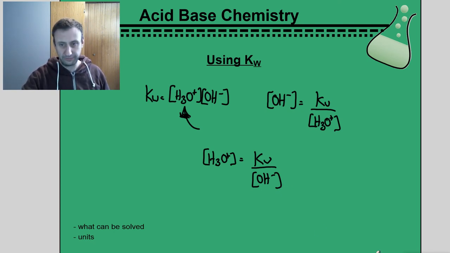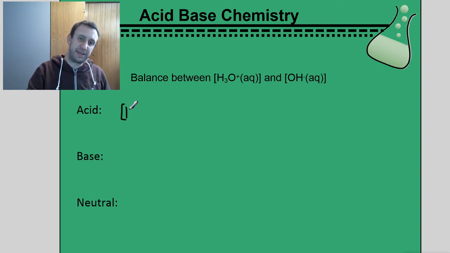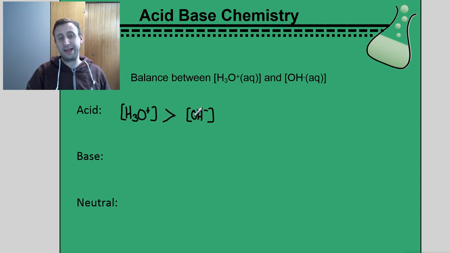All right, so let's now talk about the balance between both ions when I have acidic, basic, and neutral solutions. So when I have an acid, what do you think is going to be larger? The hydronium concentration or the hydroxide concentration? And the answer is the hydronium is going to be a larger number than the hydroxide, which is what makes it acidic, that I have more hydronium present than I have hydroxide.